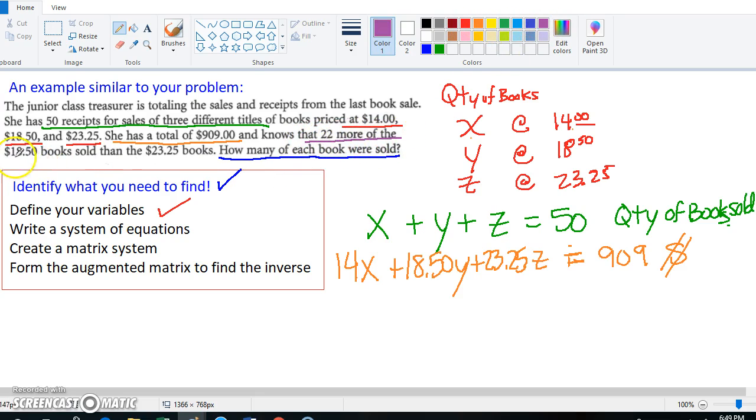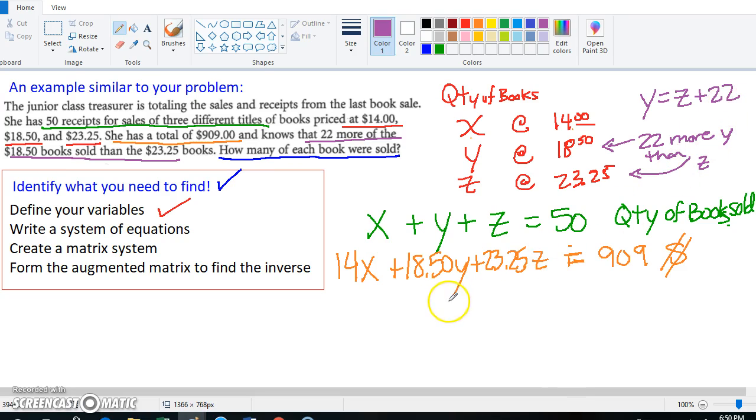22 more of the $18.50 books sold than the $23.25 books. So there were 22 more of these. So 22 more Y than Z. How do we say that? That means the Y total must be more than the Z total. That means Y must equal Z plus 22. Okay, so we're going to say Y minus Z is equal to 22. And we have 0 X's in that situation.